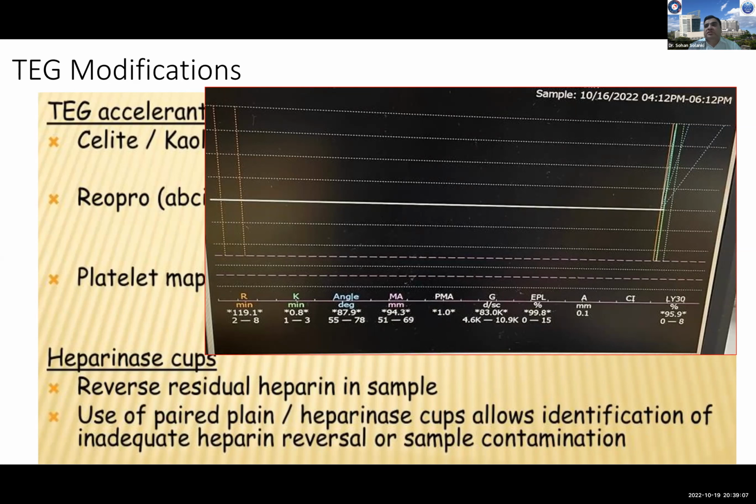or not, you can use two samples in both chambers of the machine. One is the heparinase cup and one is the normal cup. You can compare the two types of waveform, if you really want to be sure whether it is heparin contaminated or not.